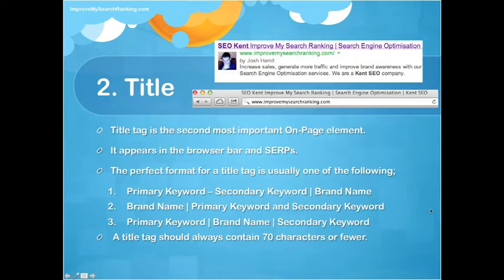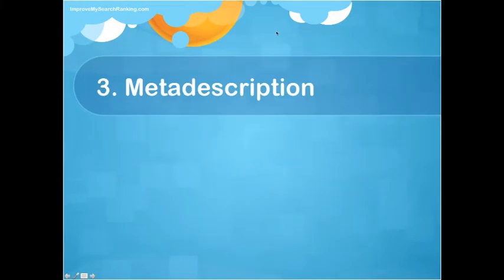And finally, you've got to make sure that your title tag contains 70 characters or fewer. Okay, so if you have more than 70 characters in the search engine results pages, you're actually going to see ellipses or dots instead of your actual title tag. So you want to make sure you keep to 70 characters or less.